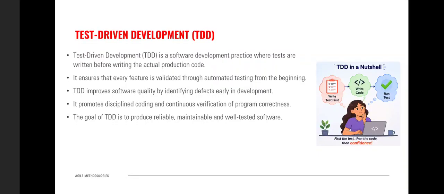Test driven development. Test driven development is a software development practice where developers write an automated test before writing the production code. Initially, the test fails because the feature doesn't exist. Then, developers write just enough code to make the test pass. This approach helps detect mistakes earlier and also improves the software quality, ensuring every feature is verified from the beginning.